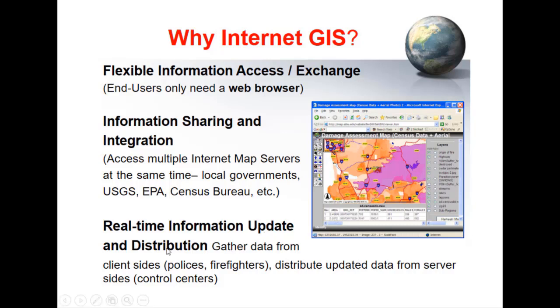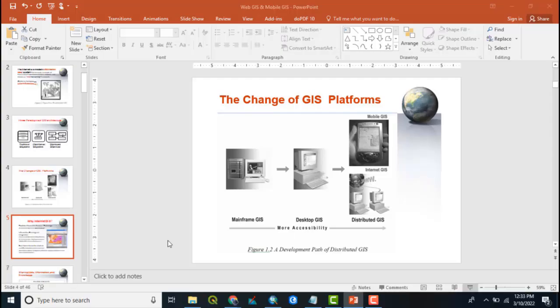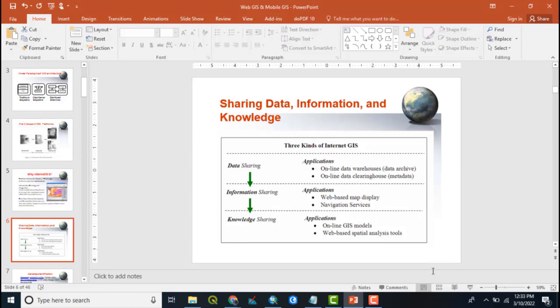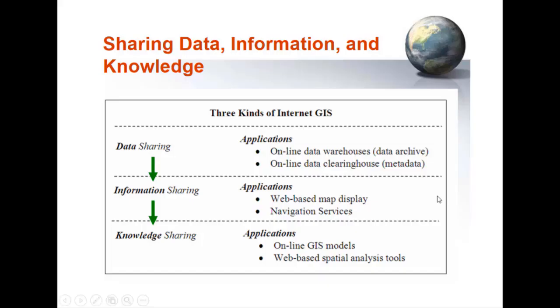So in this real-time information update and distribution, we can gather the data from the client, like police, firefighters, and then distribute updated data from server sides. These are the control centers. Okay, so this is how the Web GIS can be understood.